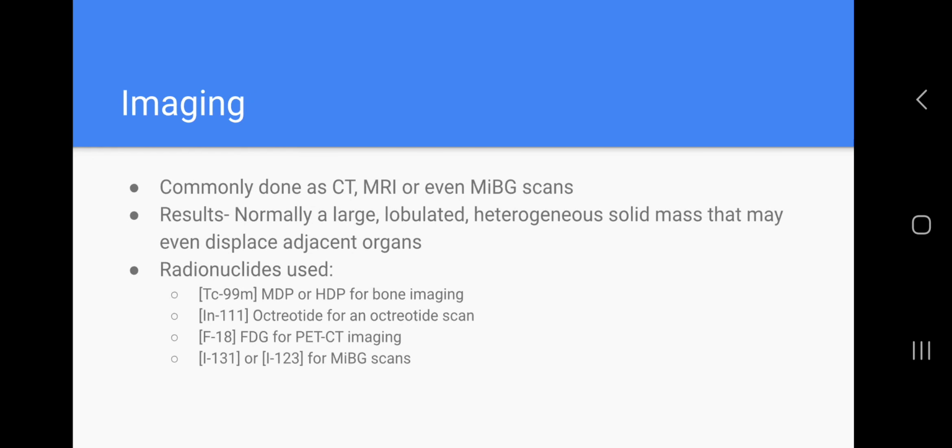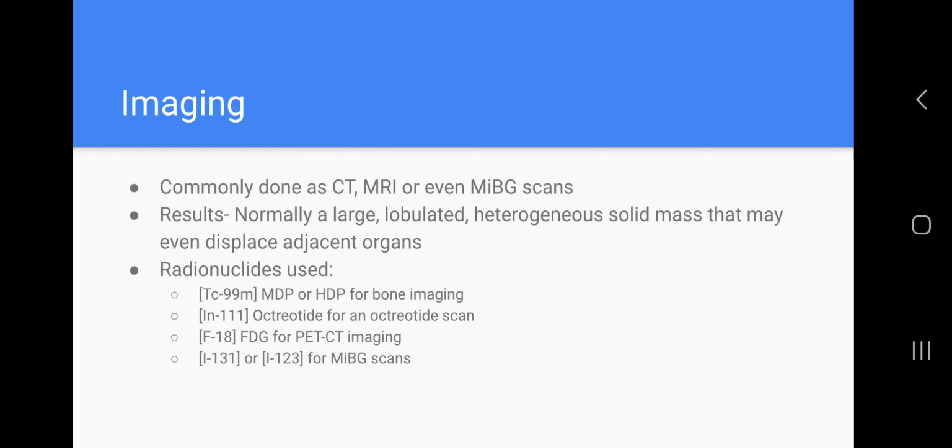So imaging, again, is commonly done as a CT, MRI, or even MIBG scans. In the results of these, you normally see a large, lobulated, heterogeneous solid mass that may even displace adjacent organs.